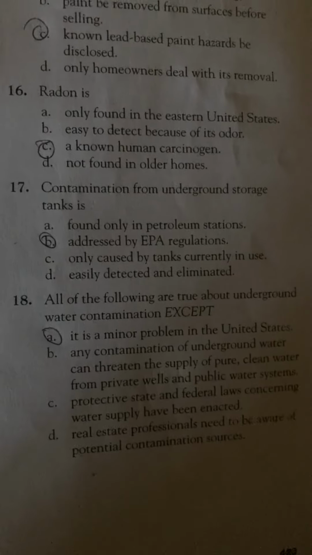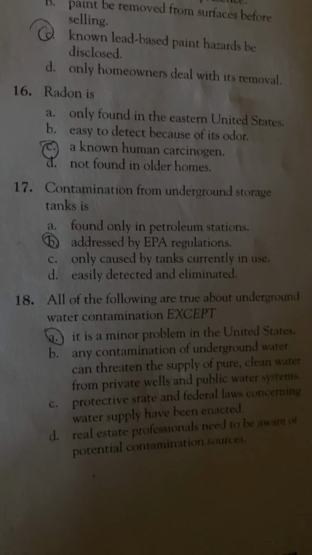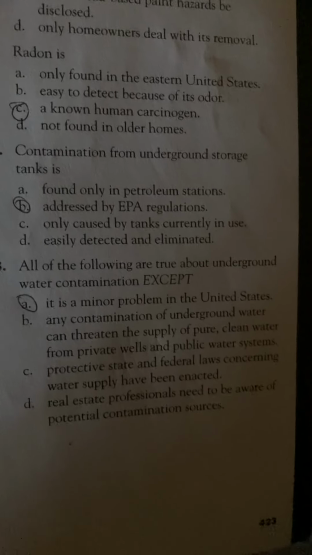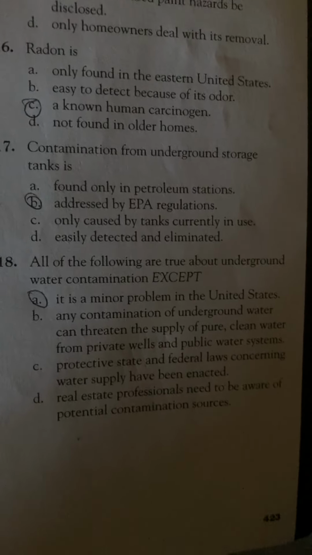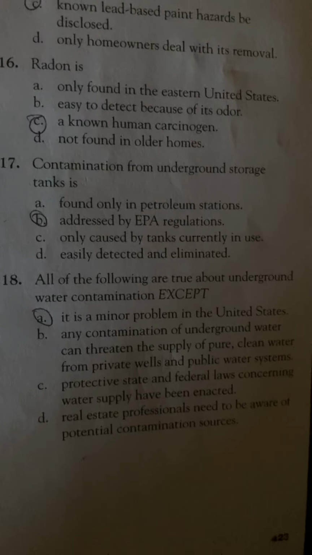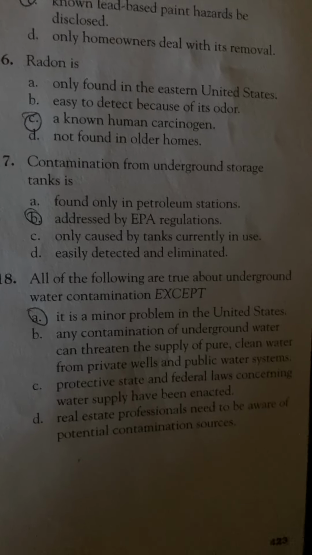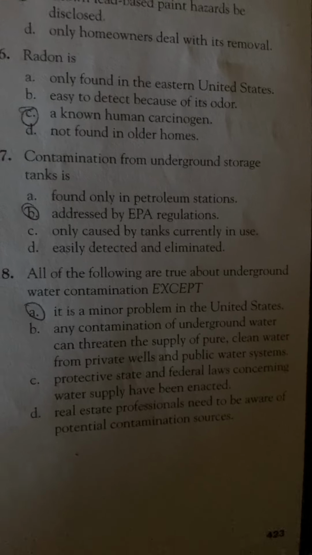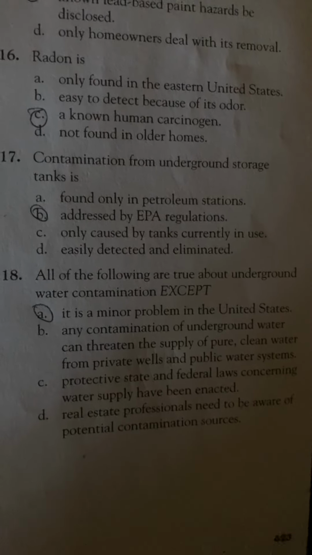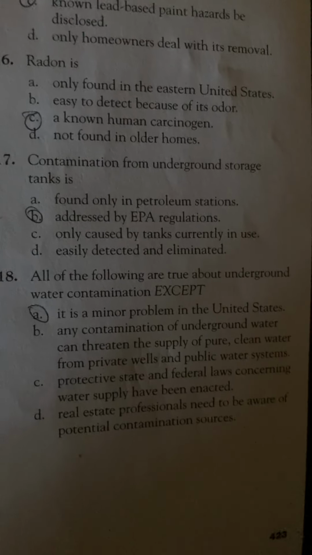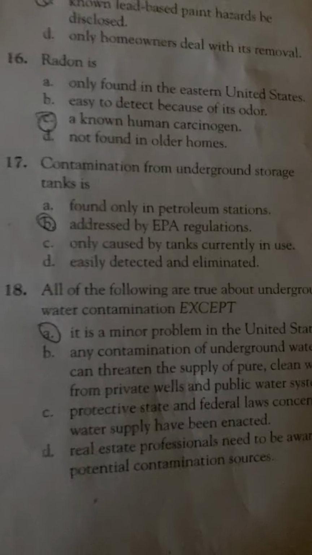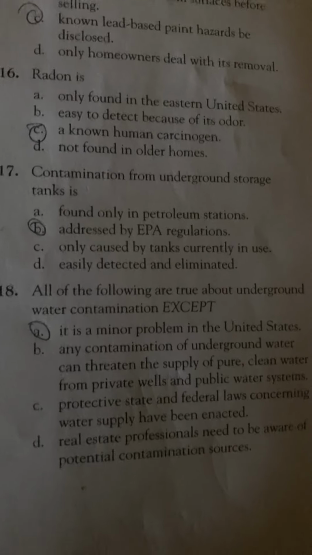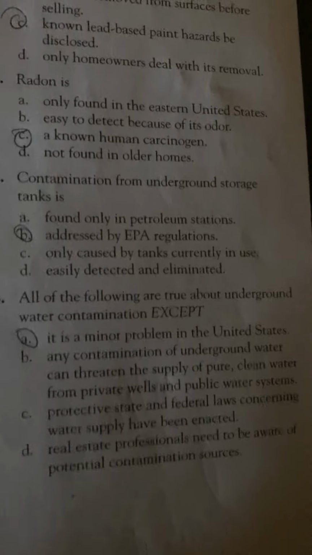Number 18. All of the following are true about underground water contamination, except A. It is a minor problem in the United States. B. Any contamination of underground water can threaten the supply of pure, clean water from private wells and public water systems. C. Protective state and federal laws concerning water supply have been enacted. Or D. Real estate professionals need to be aware of potential contamination sources. The answer is A. It is a minor problem in the United States.